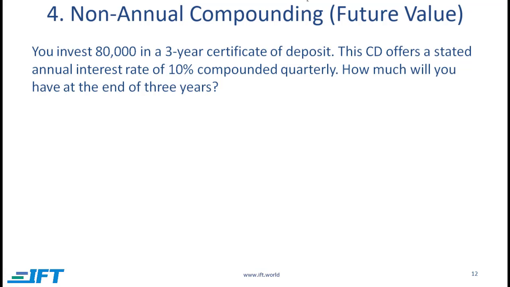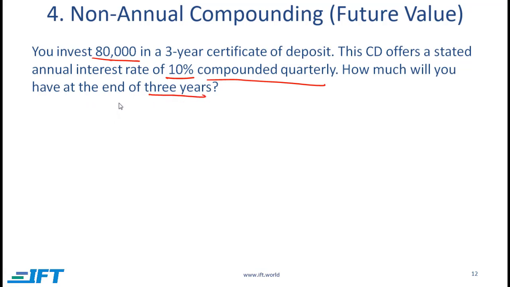Now let's look at a situation related to non-annual compounding. What we have done so far is talked about compounding once a year, but compounding of interest can happen more than once a year. Say you invest 80,000 in a 3-year CD. This CD offers a stated annual interest rate of 10%, compounded quarterly. How much will you have at the end of 3 years?